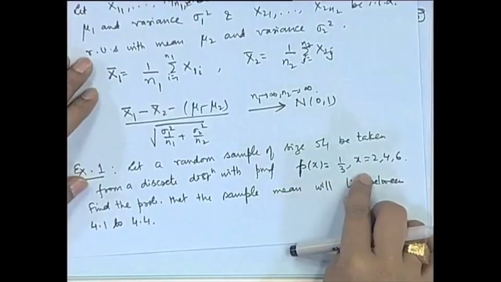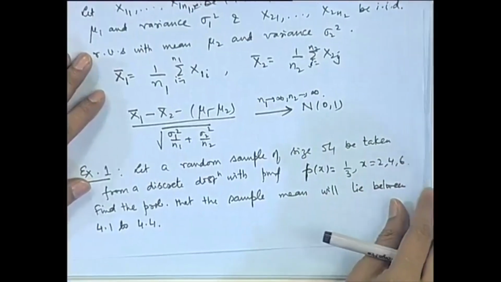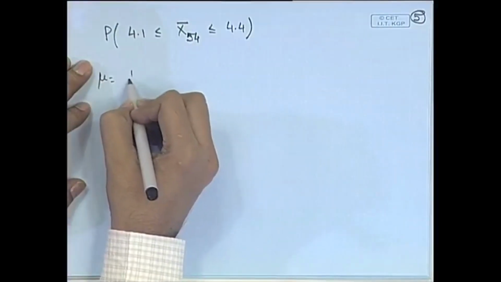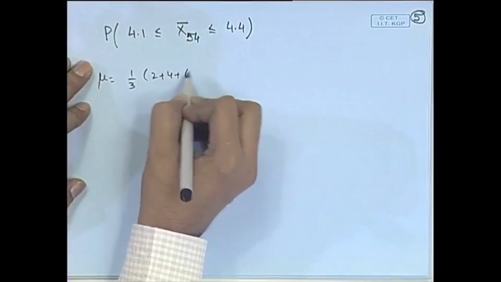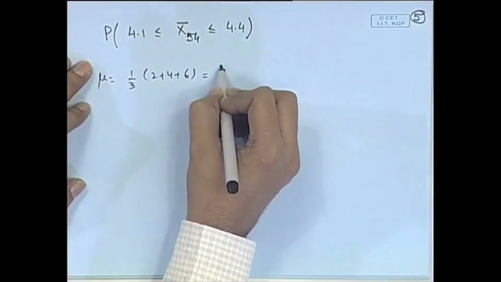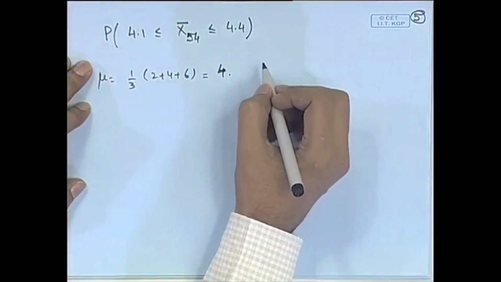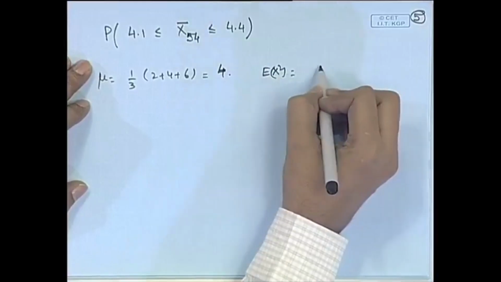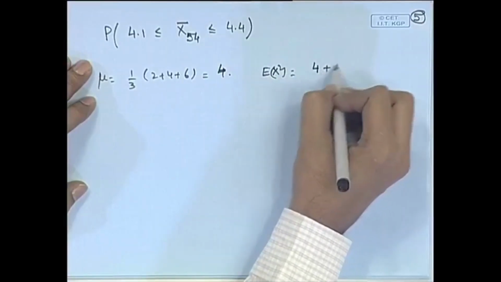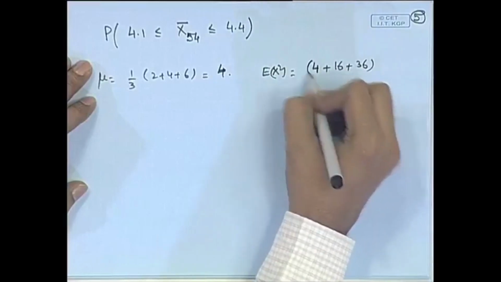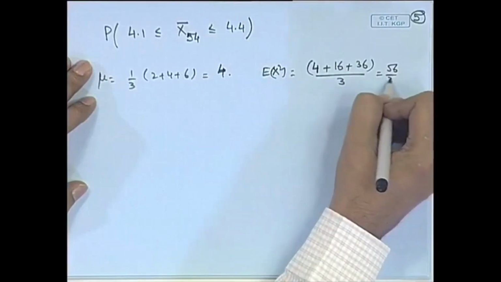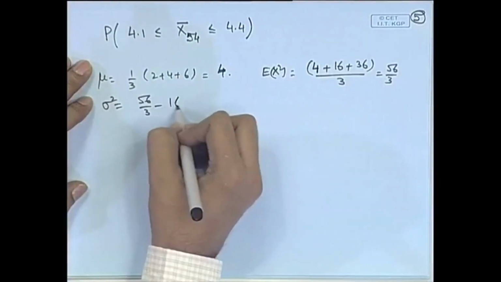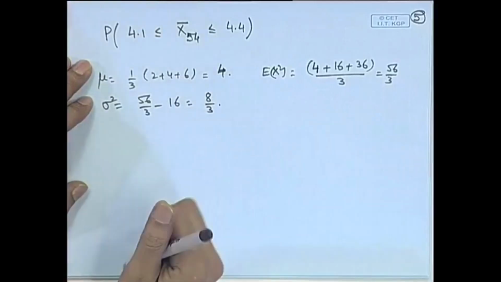Now, this is a discrete uniform distribution centered at 2, 4 and 6. So, if you look at the mean of this one, mu is 1 by 3 into 2 plus 4 plus 6, that is equal to 4. And if we look at the variance, we can check expectation of X square, that is equal to 4 plus 16 plus 36 by 3, that is 56 by 3. So, variance of X is 56 by 3 minus 16, that is 8 by 3, and n is here 54.